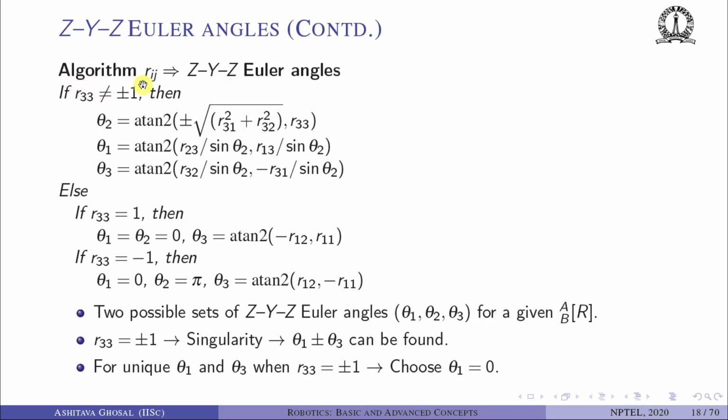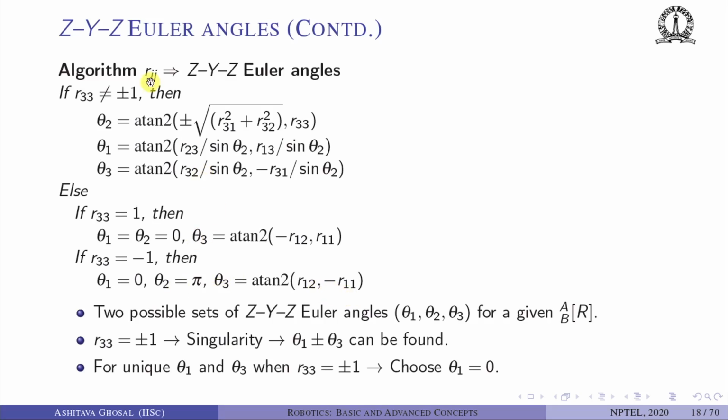So given Rij, the elements of this rotation matrix, I can find theta 2, theta 1, theta 3 if R33 is not equal to plus minus 1. Again, if R33 is equal to 1 or minus 1, I cannot divide these quantities. So sine theta 2 will be 0. So again, we have a convention which says theta 1, theta 2 is equal to 0 when R33 is equal to 1, and theta 3 is atan2 of minus R12, R11. If R33 is minus 1, we have a convention that theta 1 is 0, theta 2 is pi, and theta 3 is atan2 of R12, minus R11.